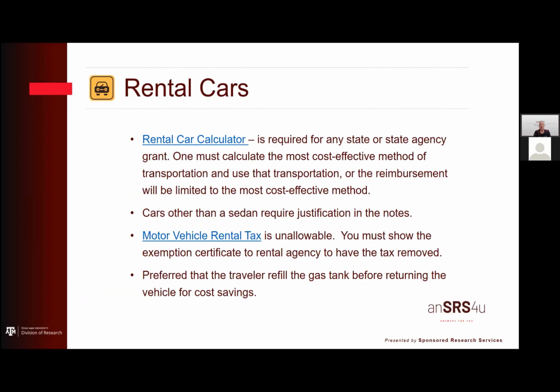For rental cars, the state uses the rental car calculator. It is required for any state agency that one must calculate the most cost-effective method of transportation and use that transportation, or the reimbursement will be limited to the most cost-effective method. Cars other than a sedan require justification in the comments. And the Texas motor vehicle rental tax is an unallowable tax. You must show an exemption certificate to the rental agency to have the tax removed. It is preferred that the traveler refill the gas tank before returning the vehicle for cost savings.